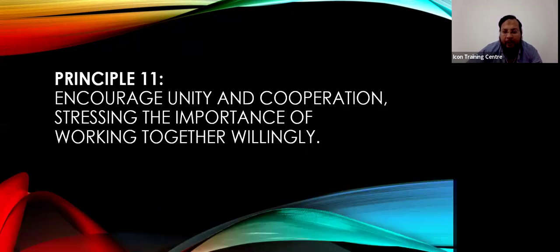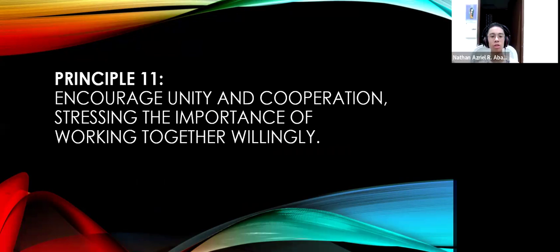Principle 11: encourage unity and cooperation, stressing the importance of working together willingly. How would you explain it? So encouraging unity and cooperation means you're going to have to make them work together. Even though we're different, we can still work together, which is important.